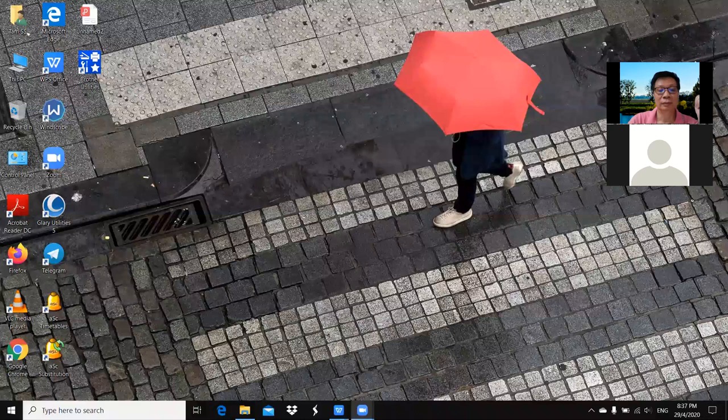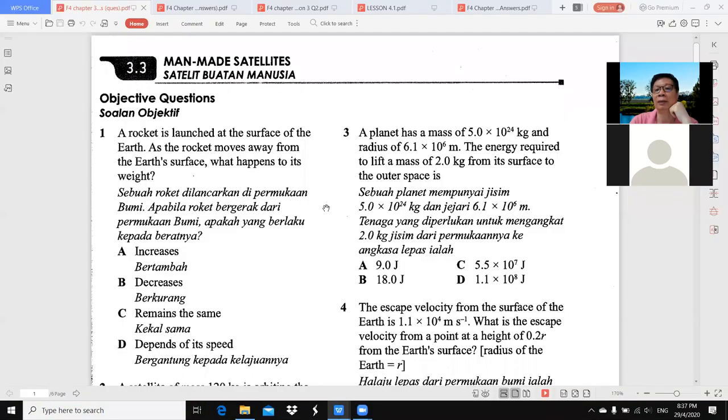I want to share with you something here. This set of paper, you all remember or not? This set of paper, man-made satellite. You look at the paper, I hope you have the paper. Now someone wants to come in. Let them come in first. Please get ready this paper. Maybe some of you already tried answering the questions already, right?